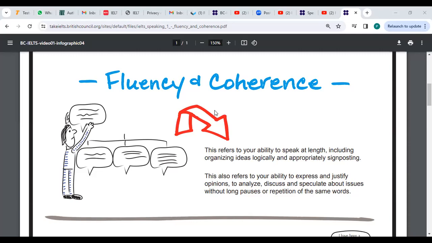Okay? So in the speaking test, it doesn't matter whether what you are saying is true or false, but you are expressing an opinion and you are able to justify that opinion. You are able to discuss it or even speculate on a subject you have no idea about. But do it without long pauses or repetitions of the same words. That is the meaning. Okay.